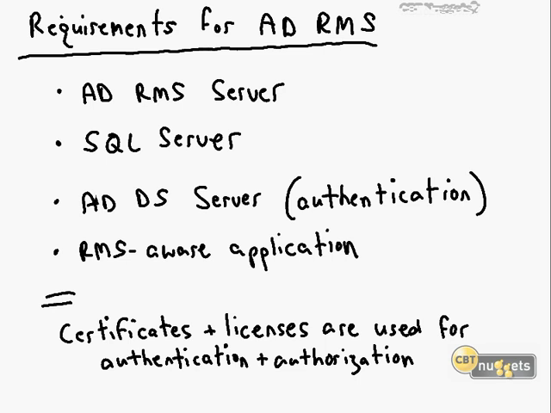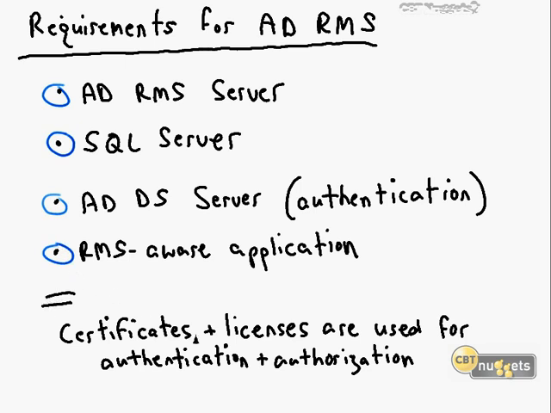Requirements for ADRMS. In order to get ADRMS off the ground in your Windows Server 2008 environment, you first of all, obviously, have to install the RMS role on at least one Windows 2008 box. In addition, you have to have SQL Server available, some variety or flavor, because as it happens, RMS stores much of its metadata in a SQL Server database. We also need to have access to an Active Directory Domain Services, or ADDS, domain controller for authentication, and our applications have to be RMS aware, as I've already said.